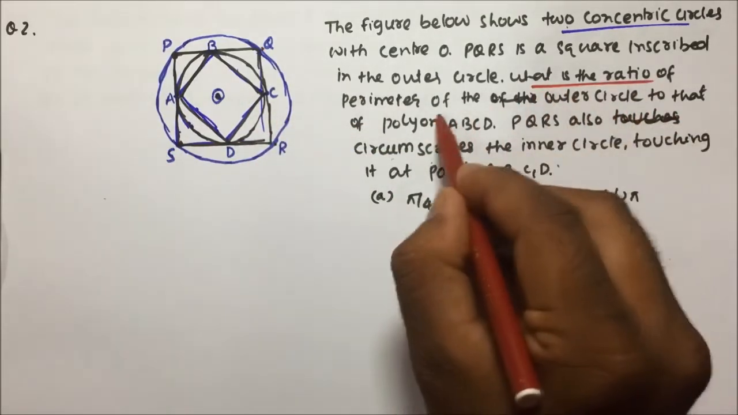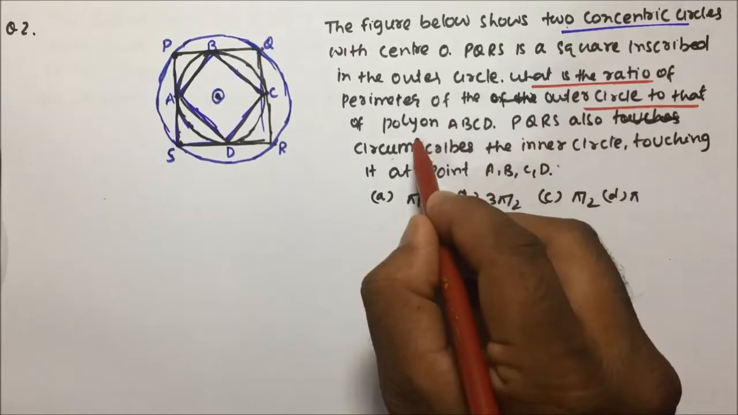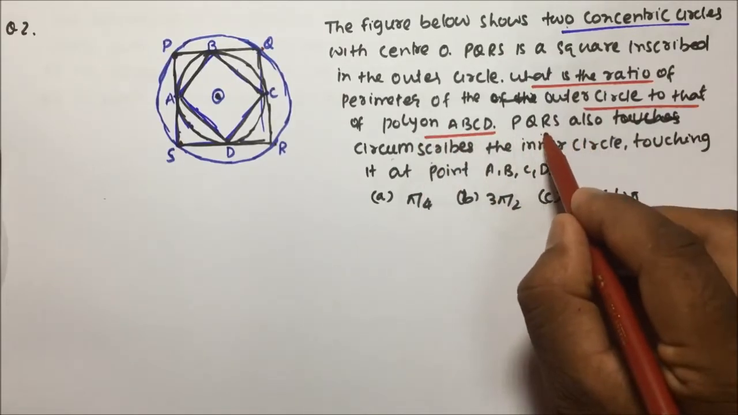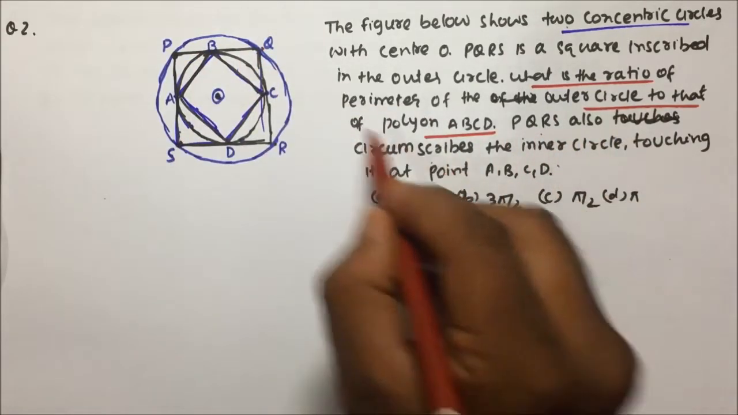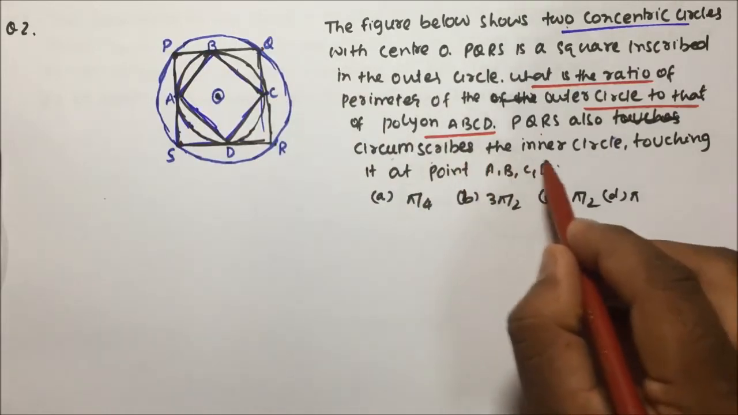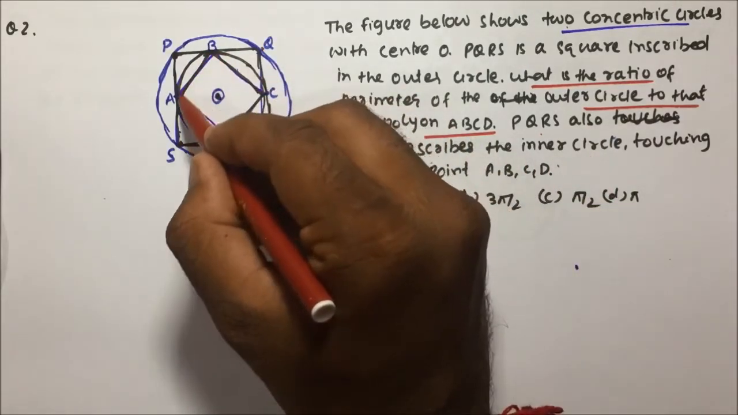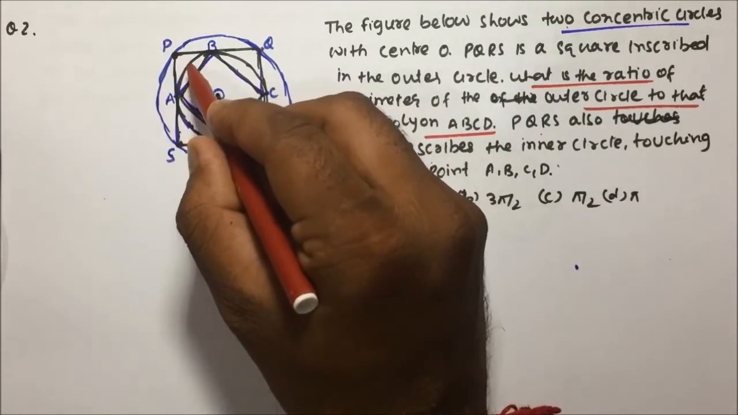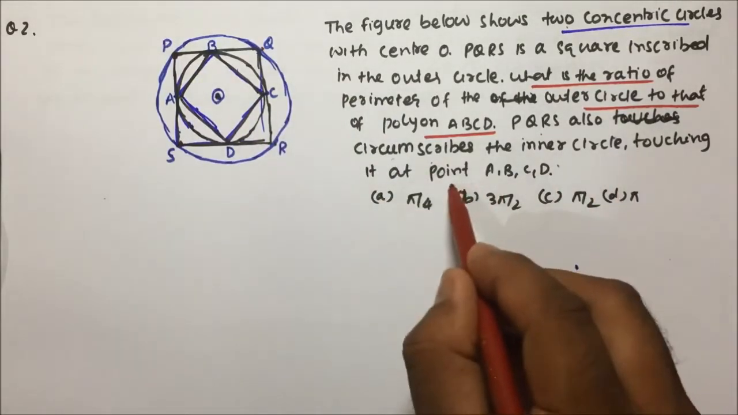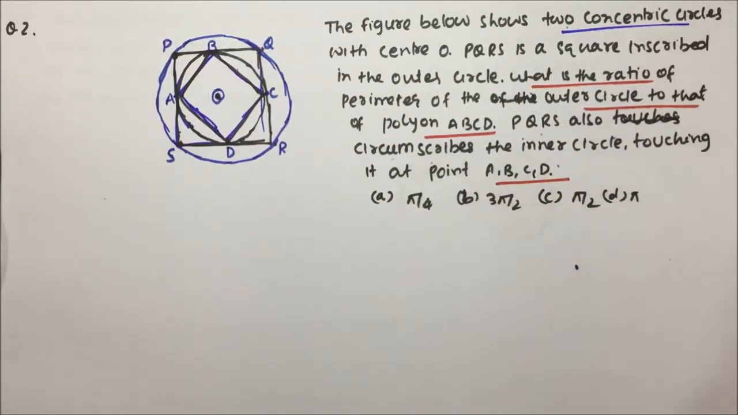What is the ratio of the perimeter of the outer circle to that of the polygon ABCD? And PQRS also circumscribes the inner circle. So PQRS is outside one circle and inside one circle, touching it at points ABCD. So basically, friends, what you have to find out, we will write it here.